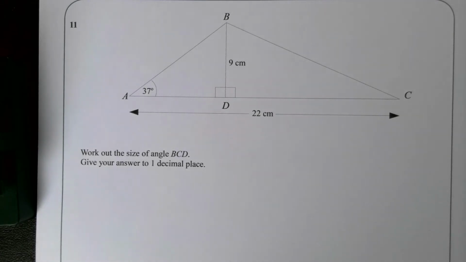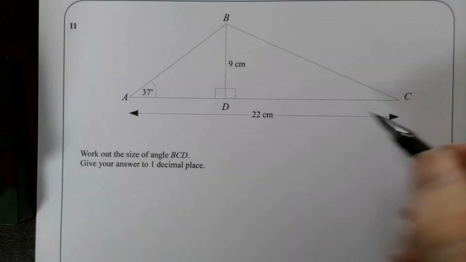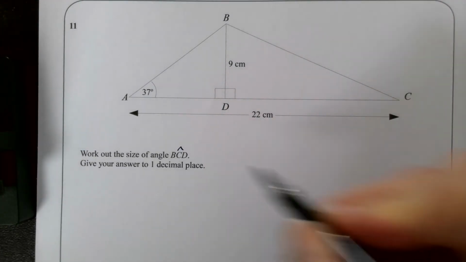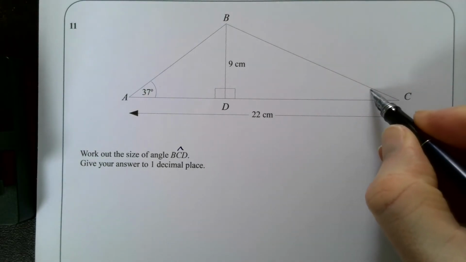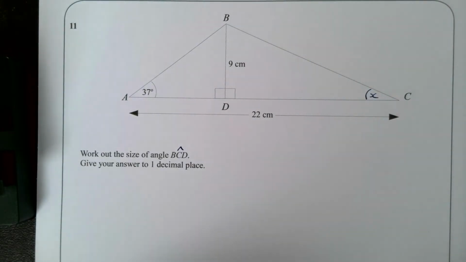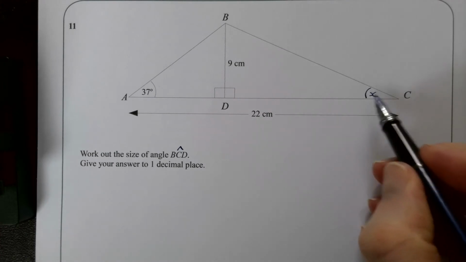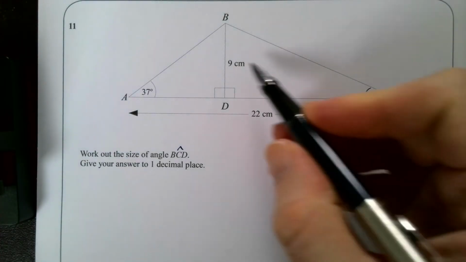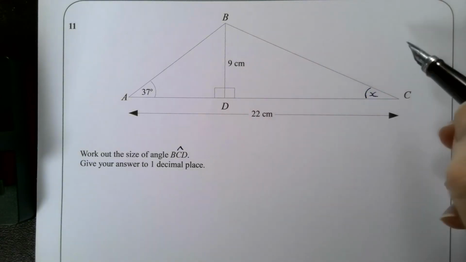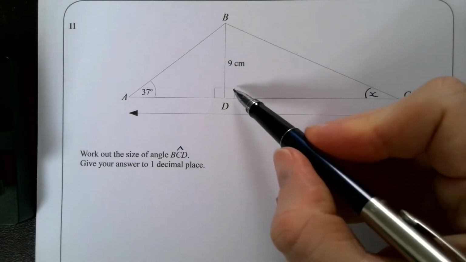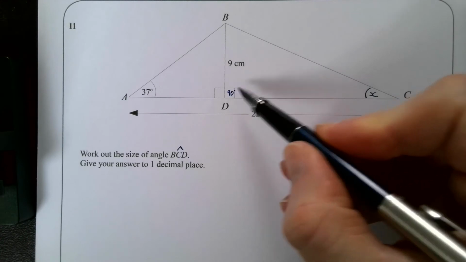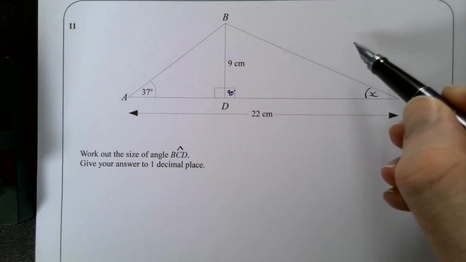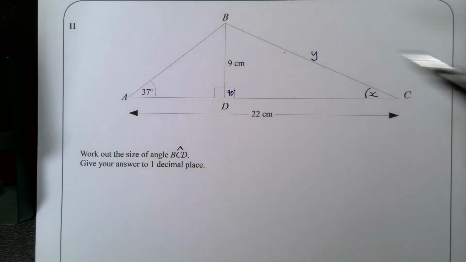Right, now we've saved the toughest to last. Take your time, pause it and see where you can get. Now, the angle BCD means the one at the middle there, so I'm going to call that X. In order to find that, I've got one angle there, and I've got a side there, but I would also need the side opposite the 90 degree angle. So I'm going to call that Y.